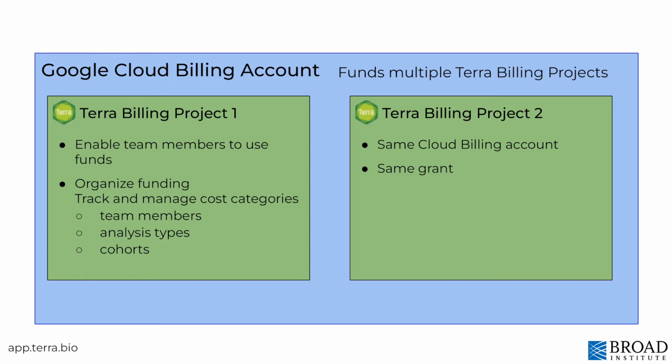You can have multiple Terra billing projects for each Cloud Billing account, to track or manage any subcategory of expense independently. For example, separate Terra billing projects can track different projects funded by a single grant, or different team members.